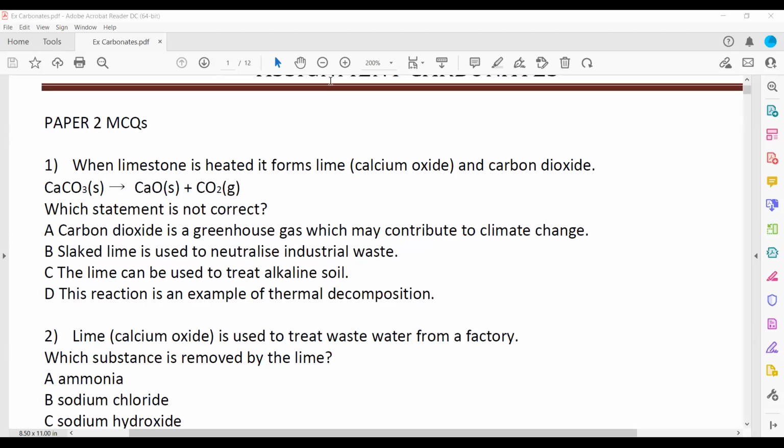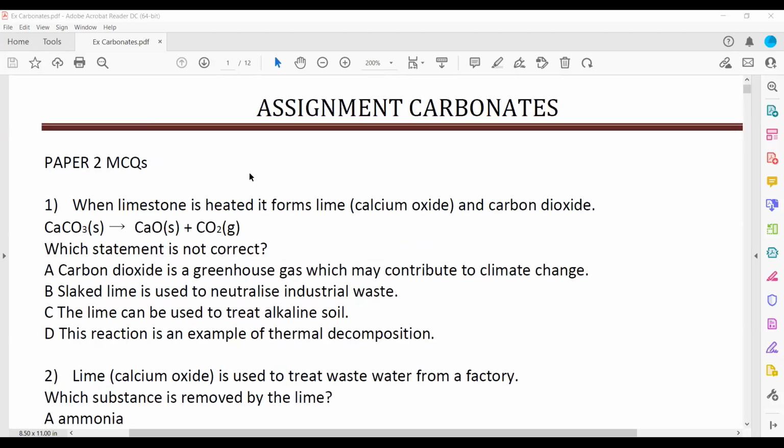So this assignment is related to carbonate. The structure questions and MCQs are there. Mostly you will find MCQs, but there are a few structure questions as well, related to the exercise or to the chapter.